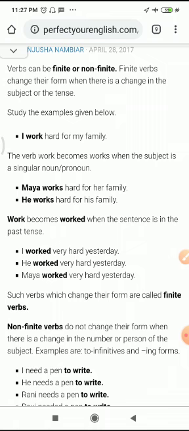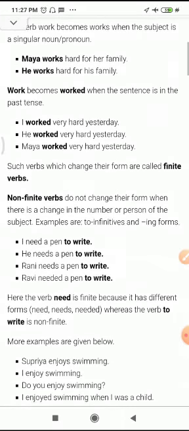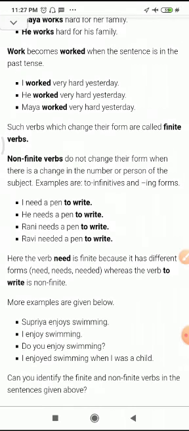Now coming to the next: if I talk about non-finite verbs, non-finite verbs are just the opposite. They do not change their form when there is a change in the number or person of the subject. It doesn't change its form. Finite verbs change their forms, and non-finite verbs do not change their form. It is very important to know.